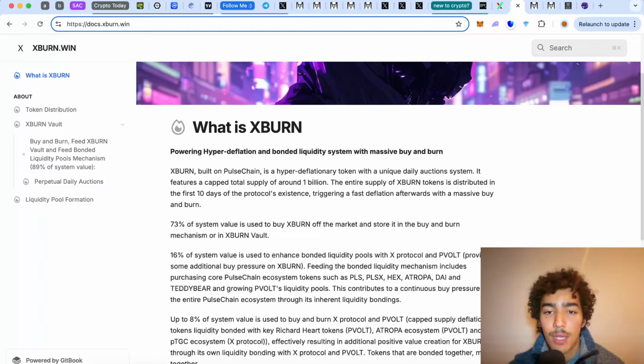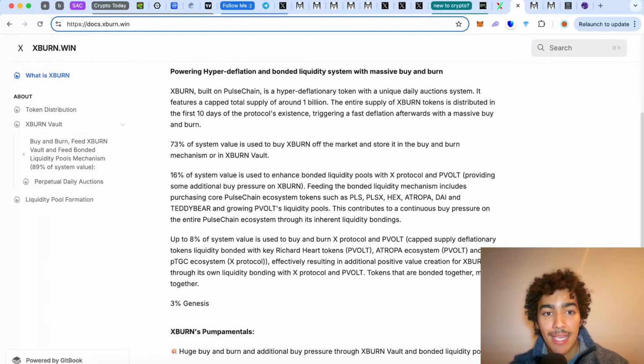The entire supply of XBURN tokens is distributed in the first 10 days of the protocol's existence, triggering a fast deflation afterwards with a massive buy and burn. 73% of the system value is used to buy XBURN off the market and store it in the buy and burn mechanism or in the XBURN vault, which we're going to showcase in a second. 60% of the value is then used to enhance the bonded liquidity.